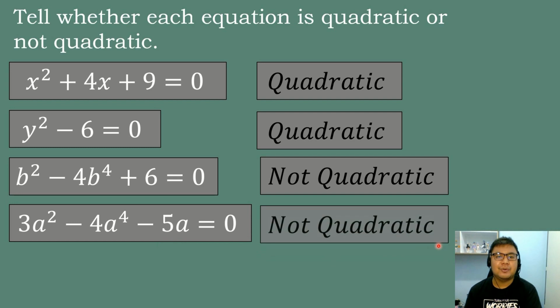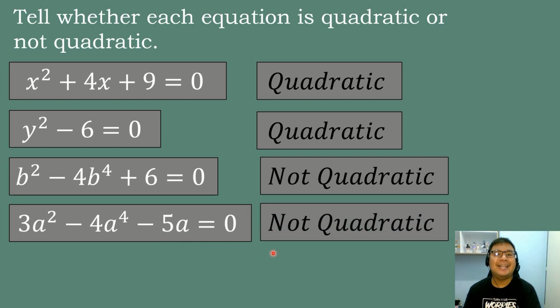Alright, very good. That is correct. The correct answer is not quadratic because the highest degree of polynomial is equal to 4. Therefore, it is not a quadratic equation. So that's how we classify whether the following equation is quadratic or not based on their degree of polynomial. In a quadratic equation, the degree must be equal to 2 and the equation must be equal to 0.